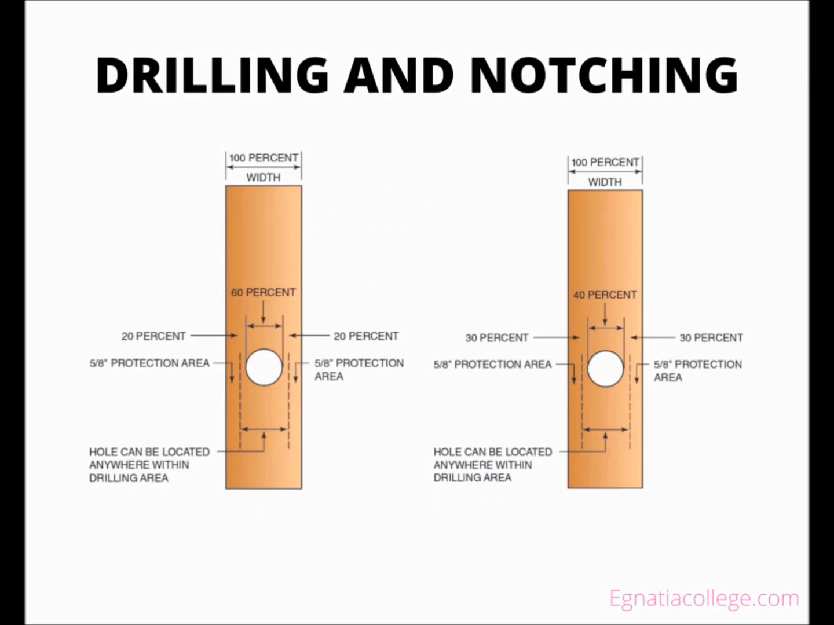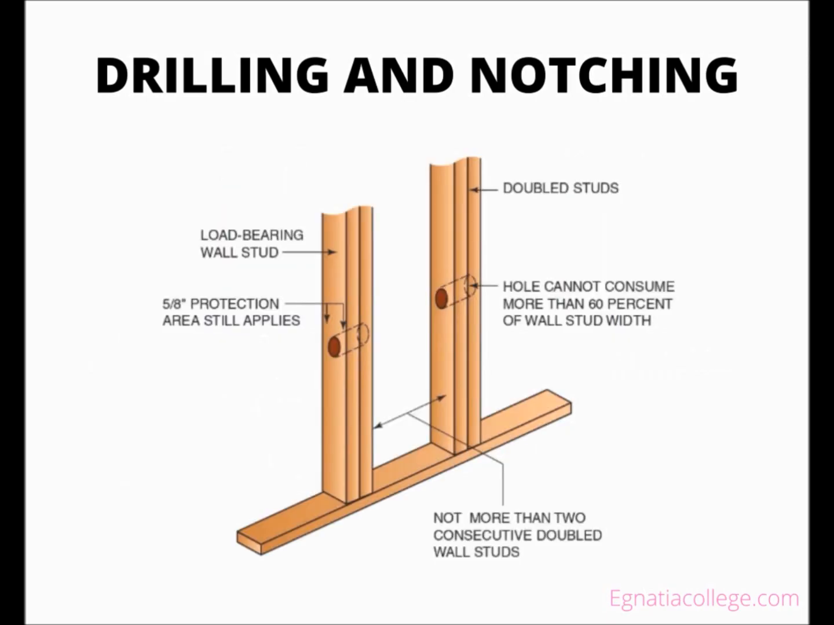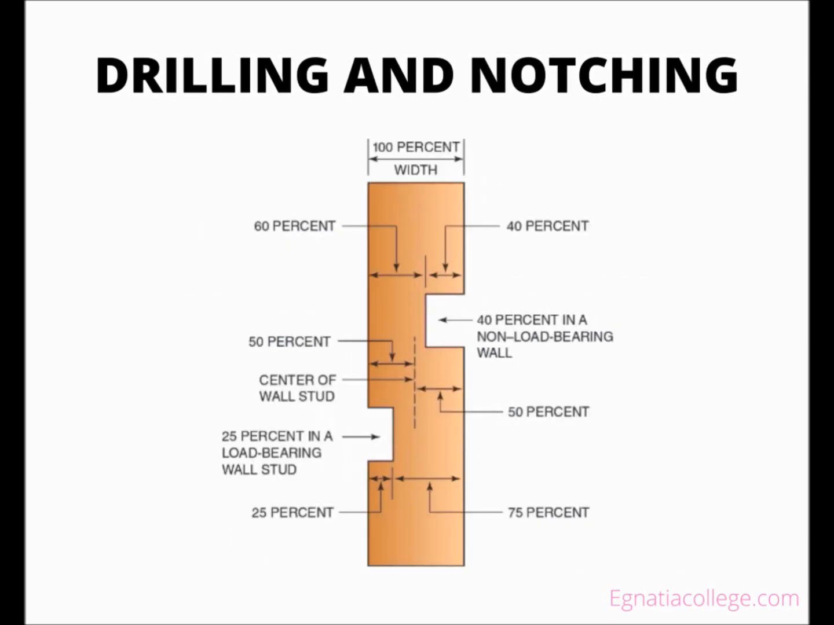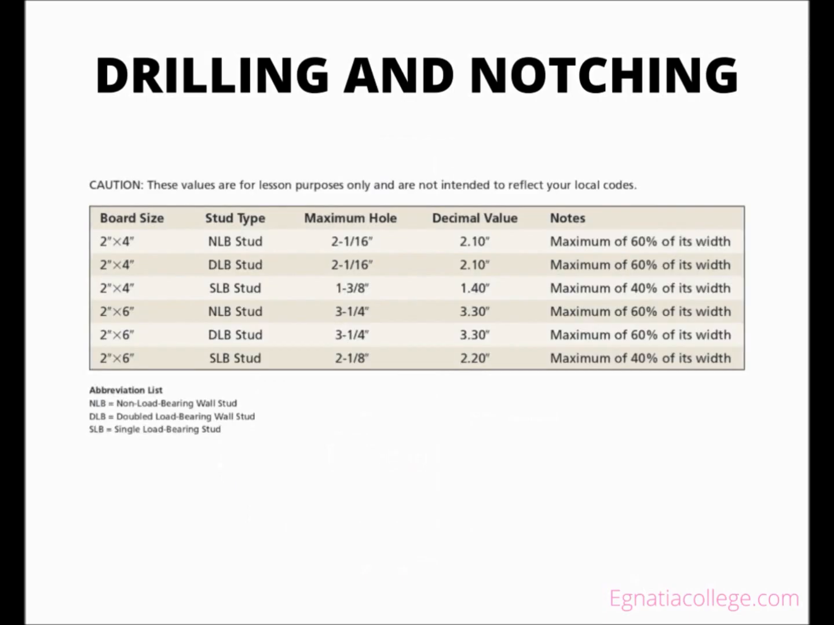Some codes state that 40% of a load-bearing stud and 60% of a non-load-bearing stud can be drilled. Other codes allow a load-bearing stud to be drilled 60% if the stud is doubled, but not more than 2 consecutive doubled studs can be drilled. Still other codes state that a maximum of 25% of a load-bearing stud and 40% of a non-load-bearing stud can be notched. The table explains load-bearing and non-load-bearing 2x4 and 2x6 wall studs and the maximum allowable hole sizes.